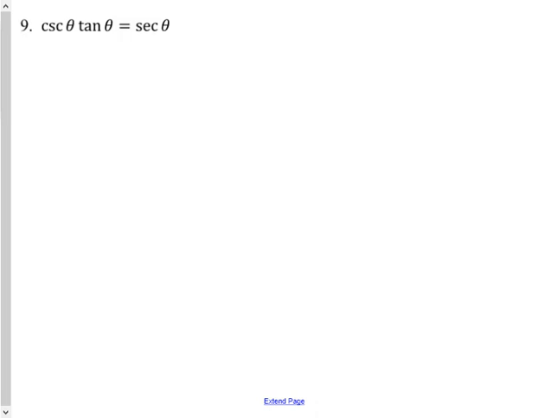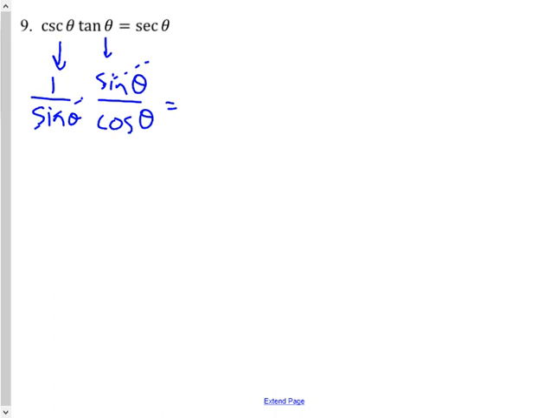Next one, cosecant times tangent is secant. This is one where you just want to turn everything into sine and cosine. I've got 1 over sine. Tangent is sine over cosine. And diagonals are going to cancel here, right? These signs cancel and we get 1 over cosine, which is secant. And that's what we wanted for our answer.